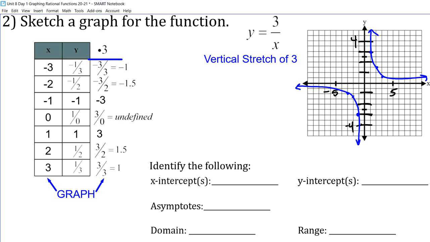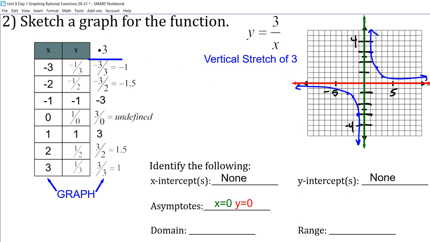So what do we know? If we have an input of 0 that's not defined, that means we won't have a y-intercept. It also means we'll have a vertical asymptote. Do we have any x-intercepts or outputs of 0? We do not, so it means we have a horizontal asymptote. And we won't have any x-intercepts. So for our asymptotes, our vertical asymptote would be at x equals 0, and our horizontal is y equals 0.